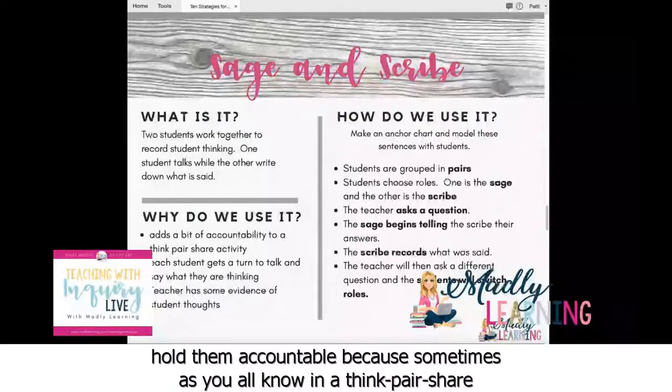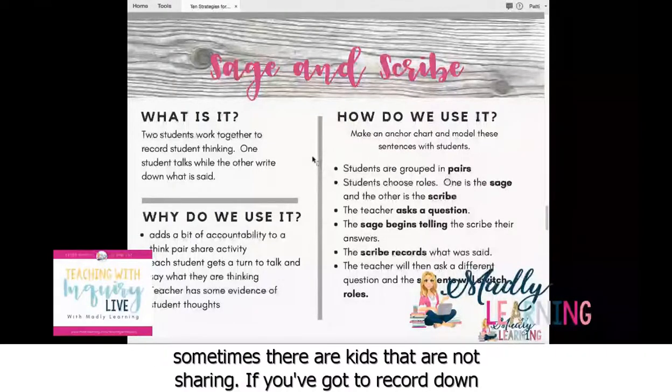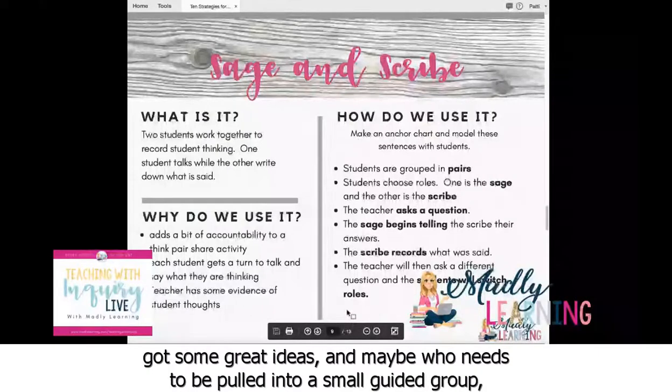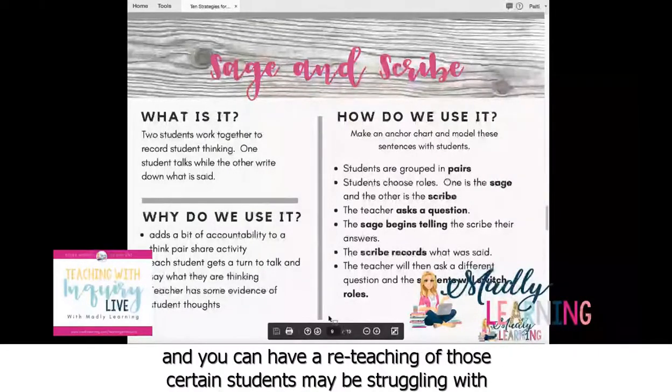It also does hold them accountable, because sometimes, as you all know, in a Think-Pair-Share, there are kids that are not sharing. So if you've got to record down what your partner said, you do have some information about who is sharing, who's got some great ideas, and maybe who needs to be pulled into a small guided group, and you can have a reteaching of those certain students maybe struggling with their ideas.